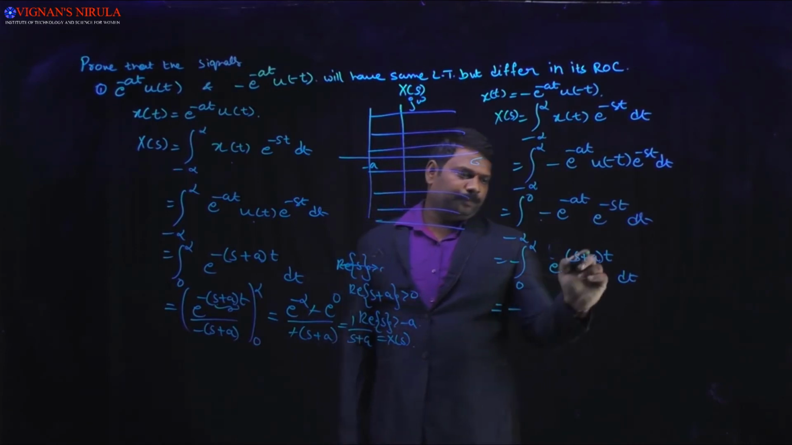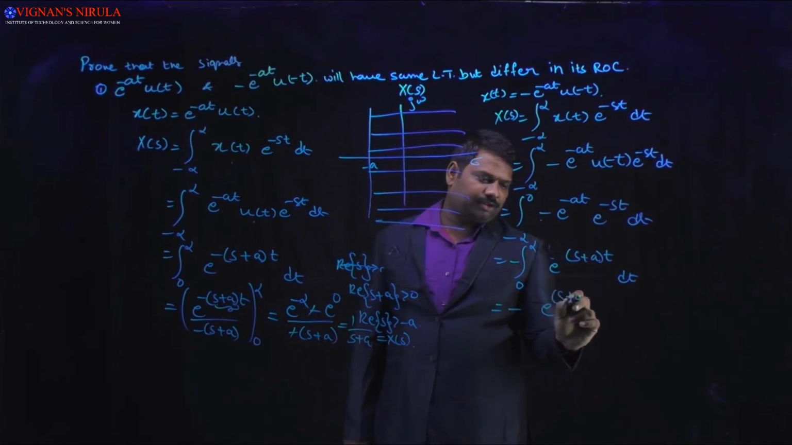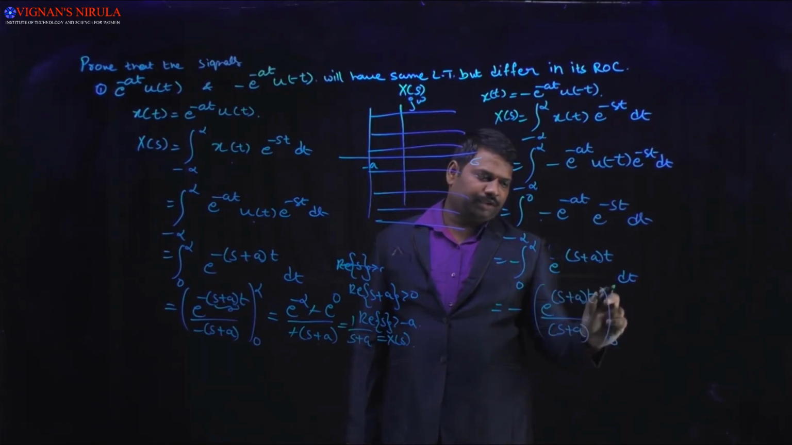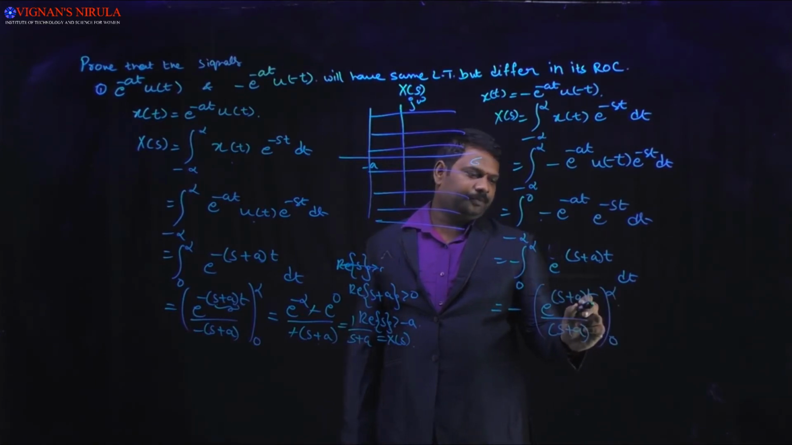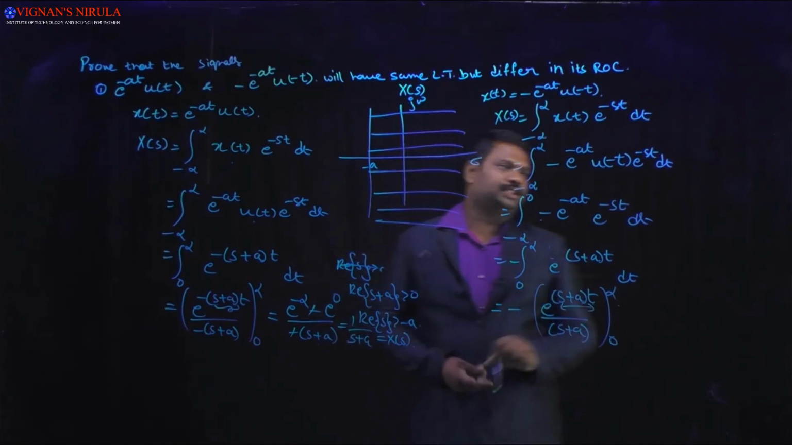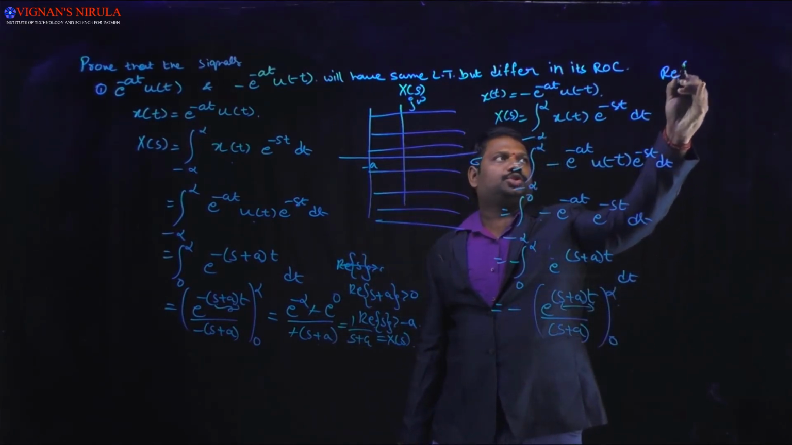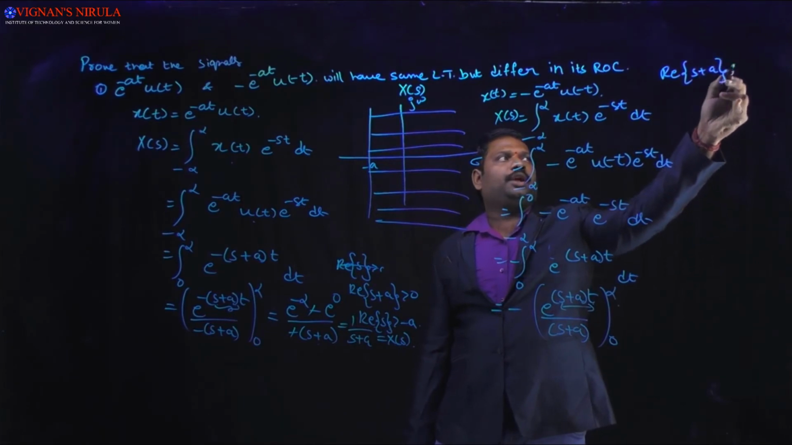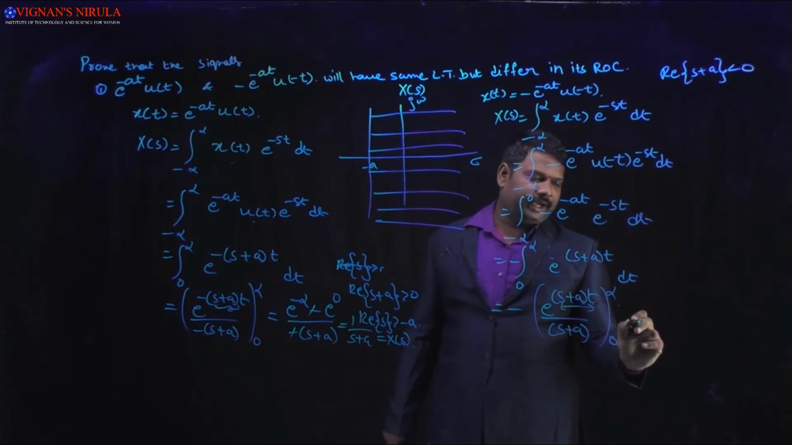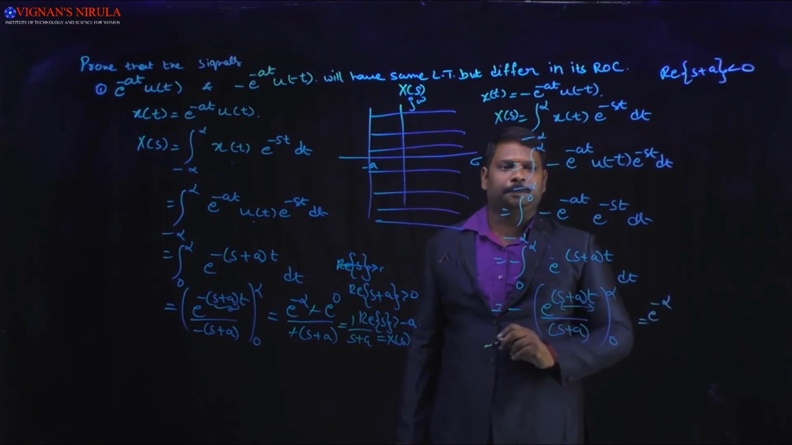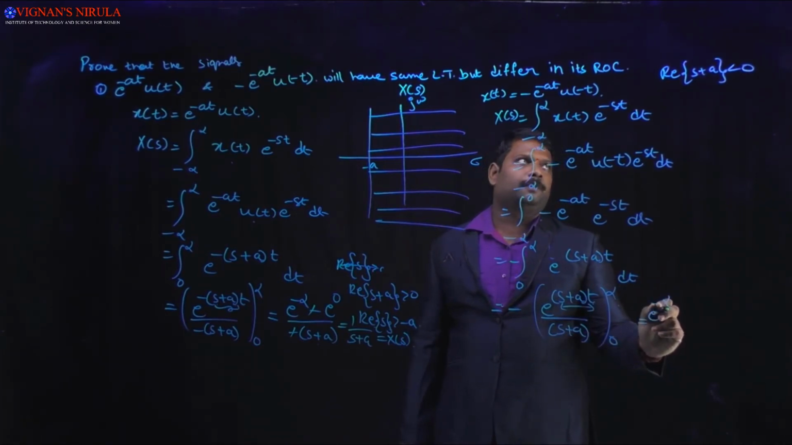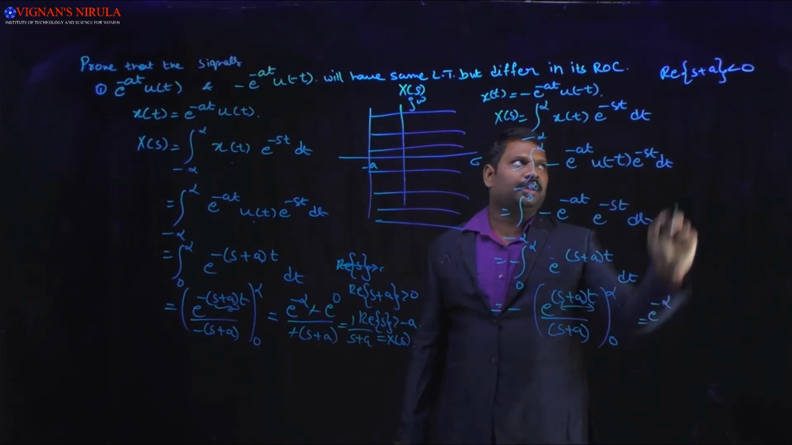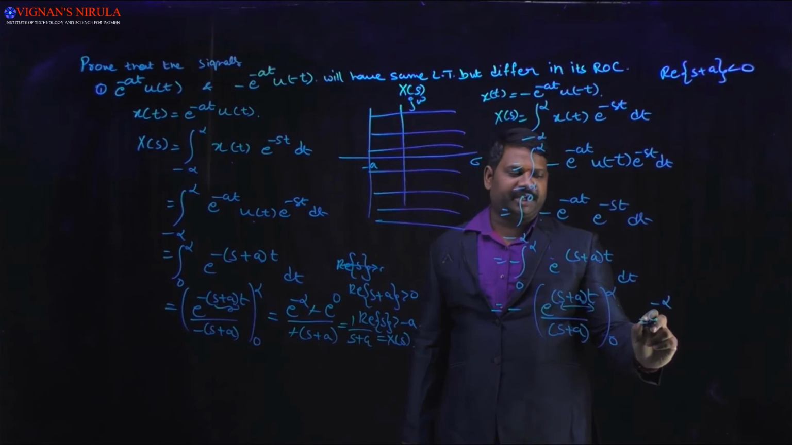Then minus into this particular integration e power s plus a of t by s plus a with the limits from 0 to infinity. When we substitute infinity here, whenever this one is positive, we'll directly get e power infinity. That's why this entire thing should be negative now. That's why RE of s plus a should be less than 0. Then only we'll get this output as e power minus infinity. Otherwise it will be plus infinity only. Whenever we take it as negative, then only we get minus infinity.